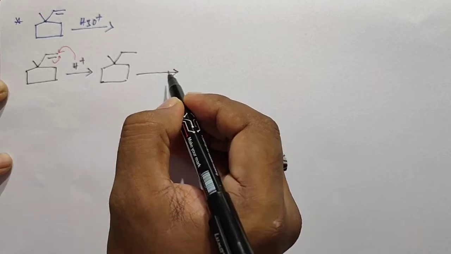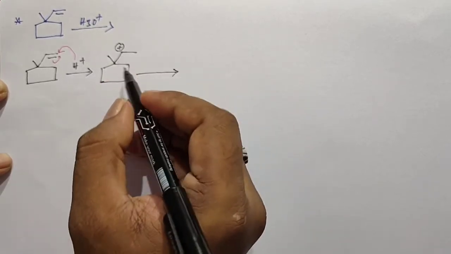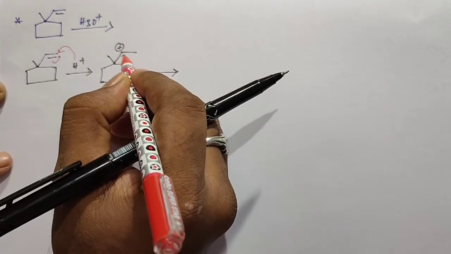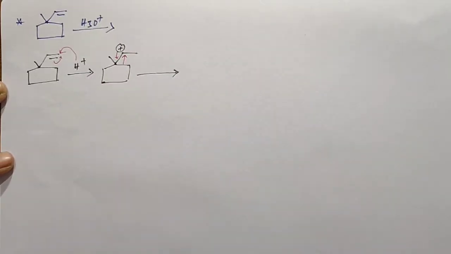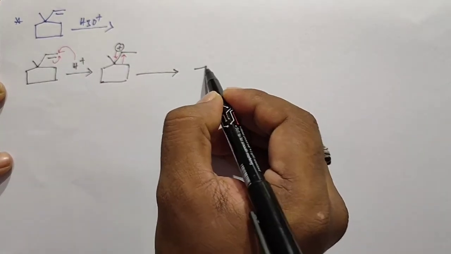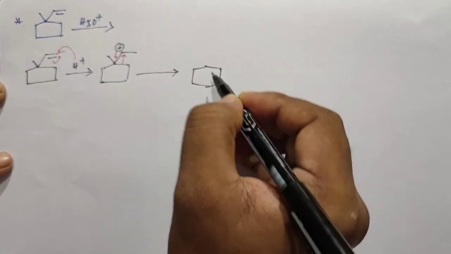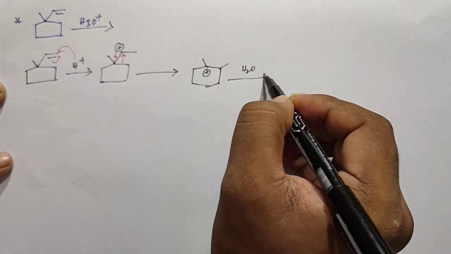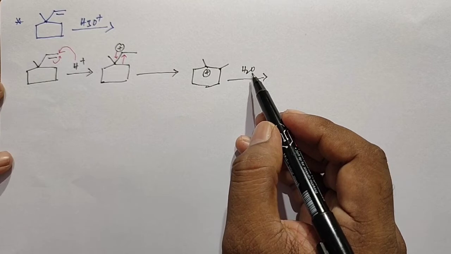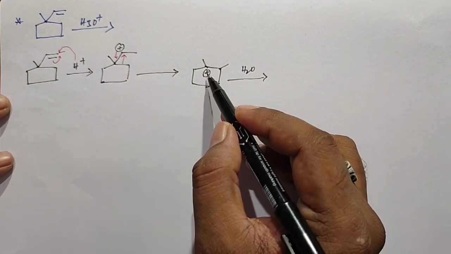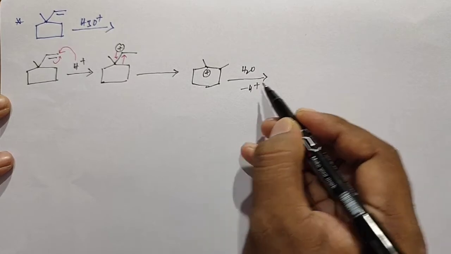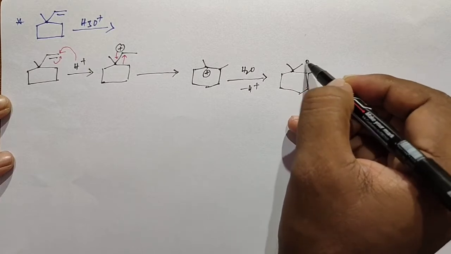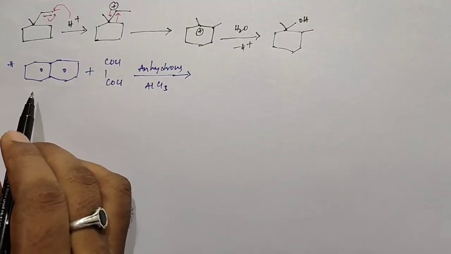After this, a 1,2 bond shift is possible. This bond can shift towards this carbon and the positive charge can shift towards this carbon. We get the next product. After this, the product reacts with water. In the water we have the H plus ion and OH ion, and the OH can be attached here, and here we lose the proton. So this is the final product.